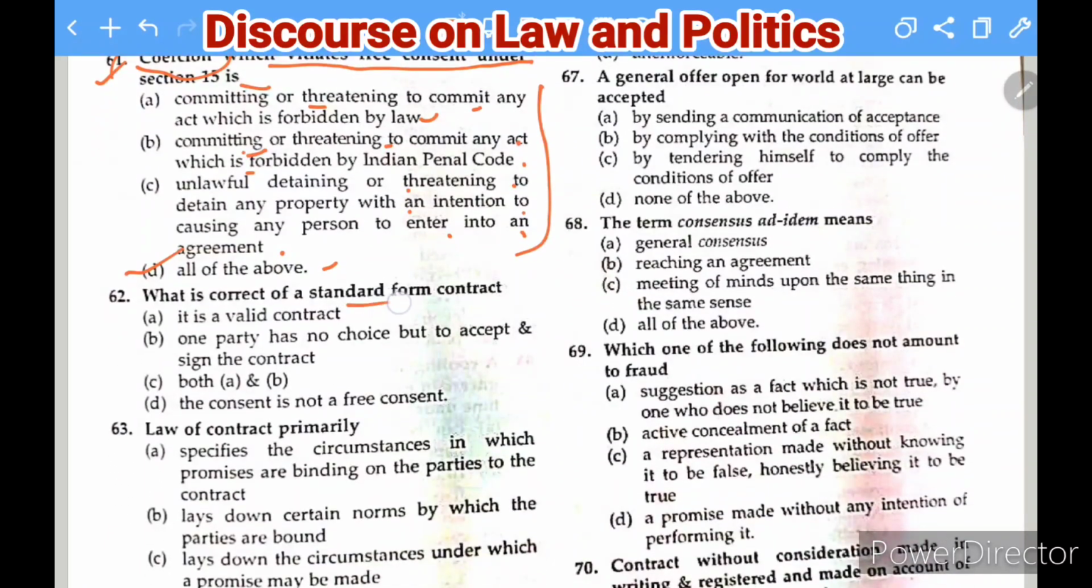What is correct of a standard form of contract? Just give your answer here with these options. I am looking for your answers here. It is a valid contract.